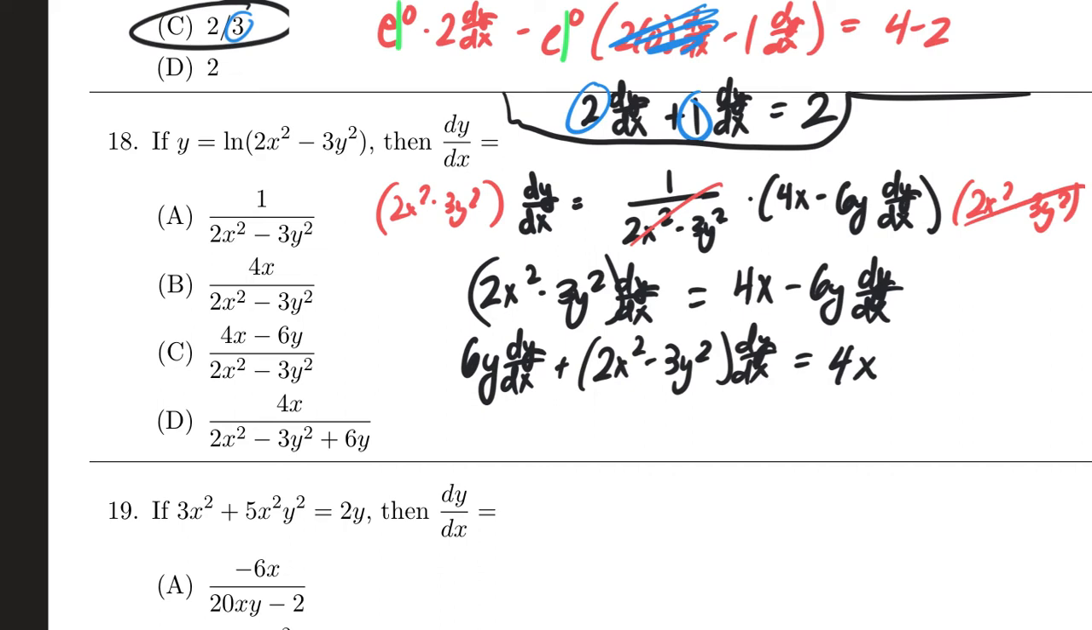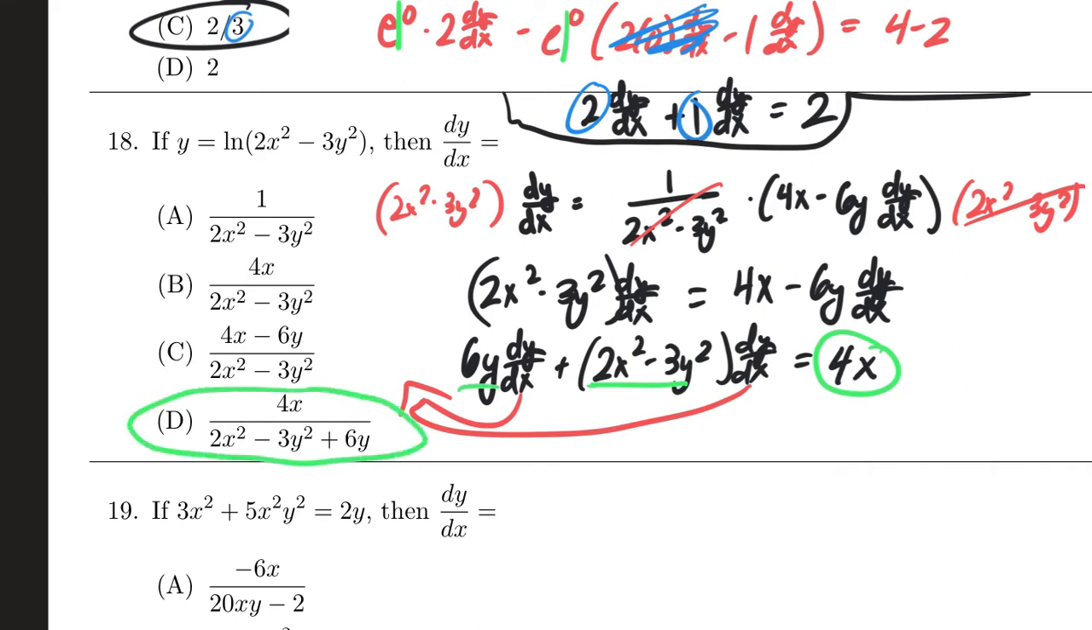And now that I have the dy/dx's on the same side, I would pull it out to the front and divide. So this is going to end up being on the top, and all of these pieces are going to be on the bottom, so the right answer is D, right? 4x is the only thing that should be on the top of the fraction, so it's between B and D. But on the bottom, there's going to be that 2x squared part, that minus 3y squared, and a minus 6y part. All right, so B is missing that 6y, which is why it's not right.